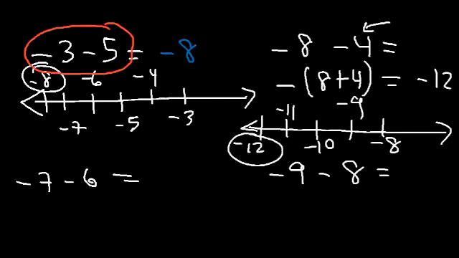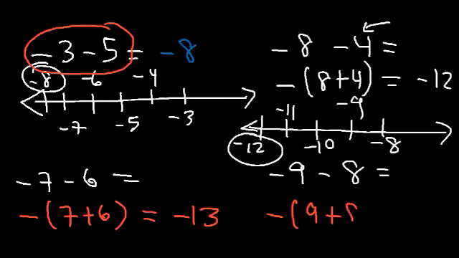So negative 7 minus 6 is the same as 7 plus 6 with a negative on the outside. 7 plus 6 is 13, so this is negative 13. And this is going to be negative, and then 9 plus 8. So 9 plus 8 is 17, so this is going to be negative 17.